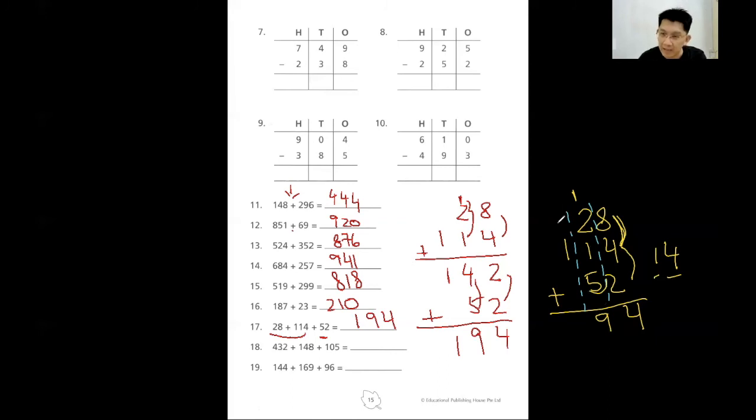And finally, to the hundreds here on this side. On top there's nothing. Then there's a 1 and there's nothing. So 1 plus nothing and nothing, that's 1. So the answer is 194, which is the same as that one. Okay, all right.